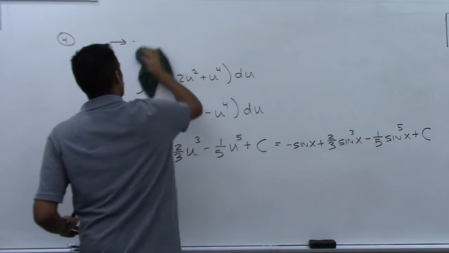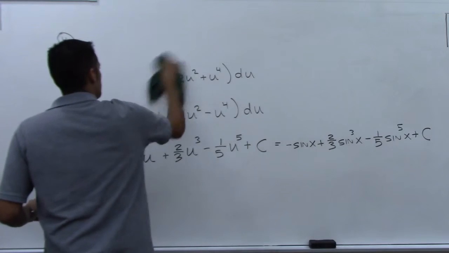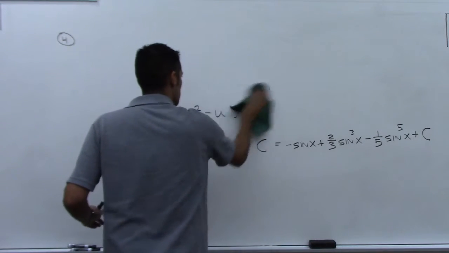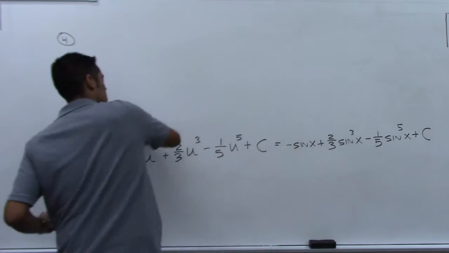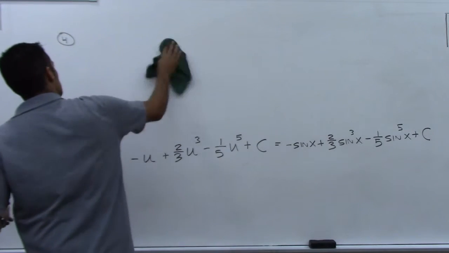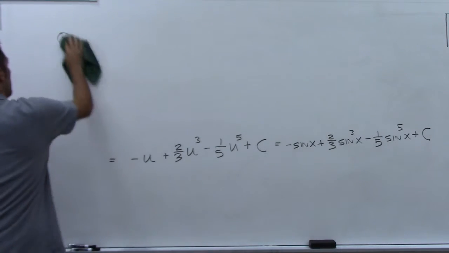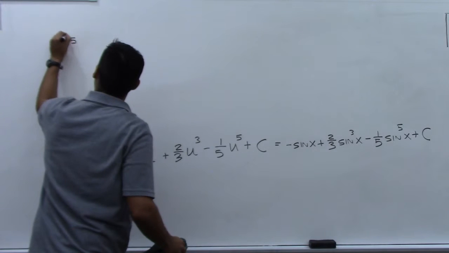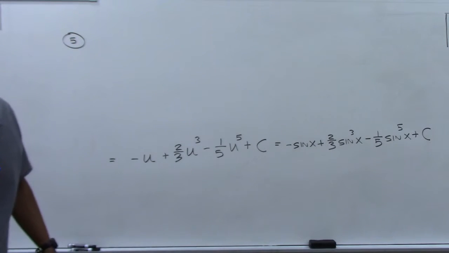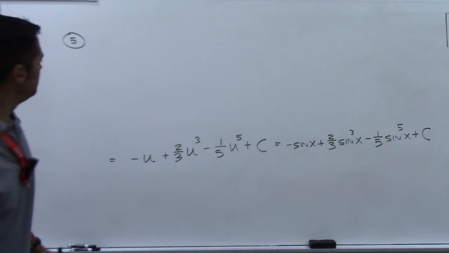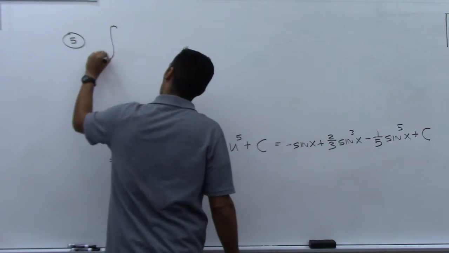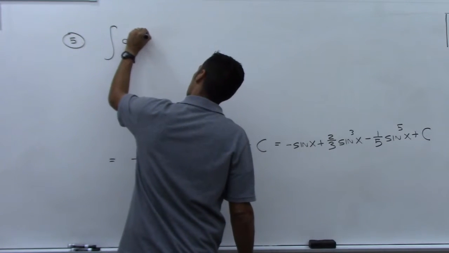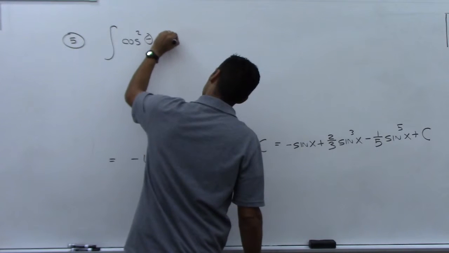These write good, but they don't erase very good. Put a little elbow grease into this to get this off. My goodness. Okay, number 5. Number 5, cosine squared. This was a test problem.